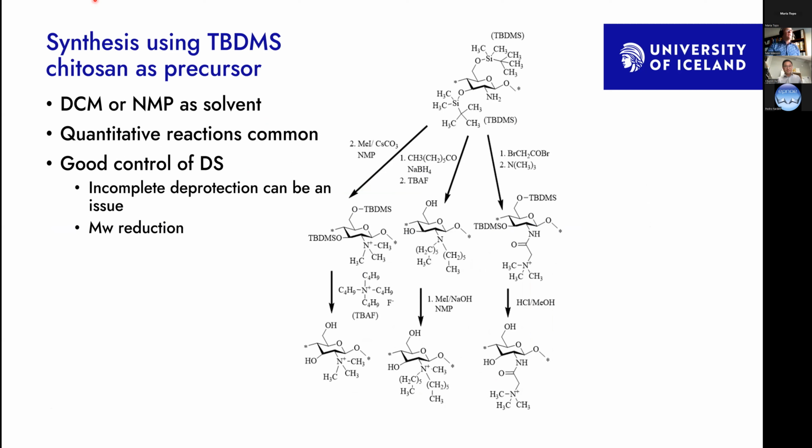We have used DCM or NMP as solvent for these reactions. We have done both acylations with this method or alkylations in different ways. We have very good control by this method of the DS, but incomplete deprotection can be an issue. And also when you perform all these steps, especially in the end, when you treat with acid, then you can get a molecular weight reduction. So it's advisable to measure the molecular weight.